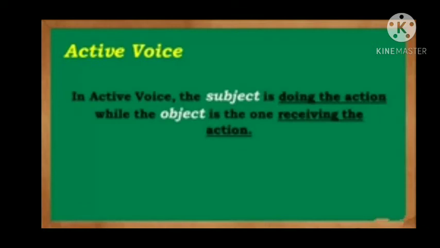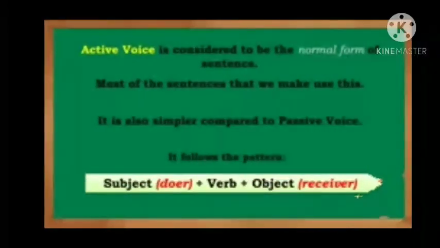In active voice, the subject is doing the action while the object is the one receiving the action. Active voice is considered to be the normal form of the sentence. Most of the sentences that we make use this. It is also simpler compared to passive voice. It follows the pattern. Just have a look. Subject, that is the doer of the action, plus verb, plus object, that is the receiver of the action.